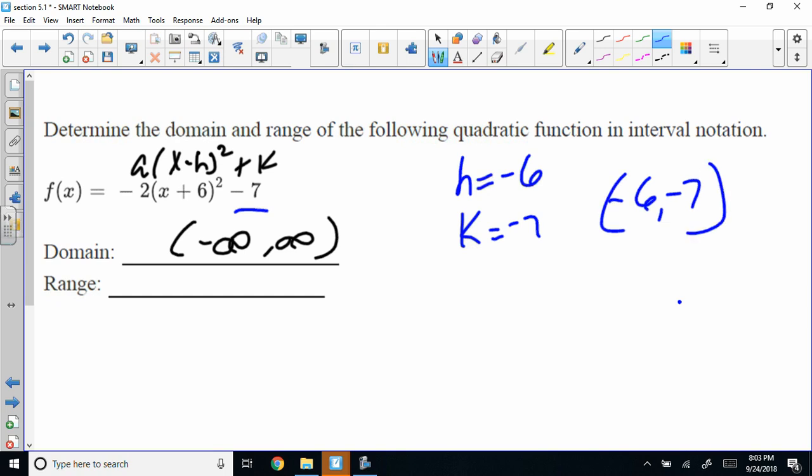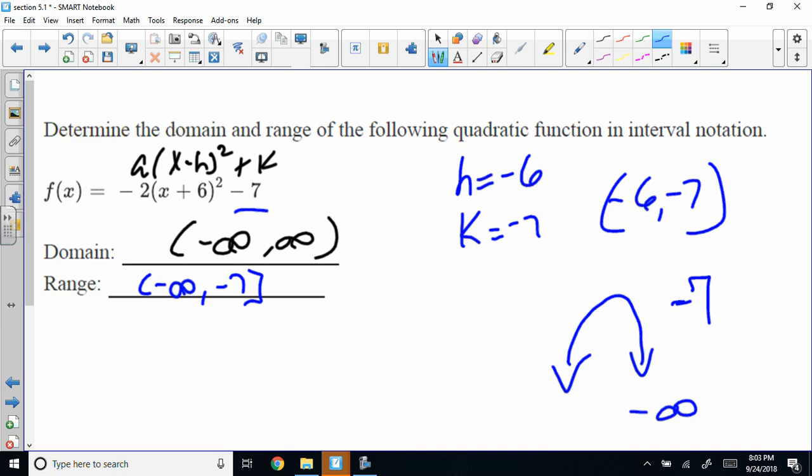Now, which way is it opening? Down, right? So the lowest point is negative infinity. What's the highest point on the y? Negative 7, is it not? So it's a parentheses and then a bracket. You'll have a parentheses for the infinity or negative infinity, period. And then the other number will get a bracket because that is a fixed point, and it's included. Any questions on that?